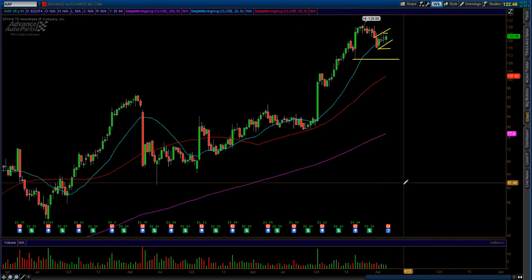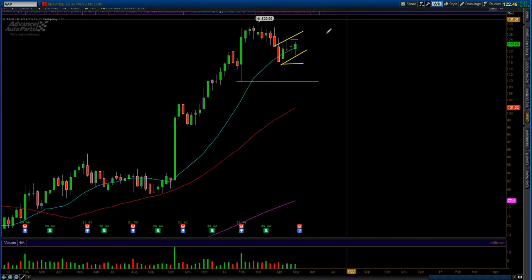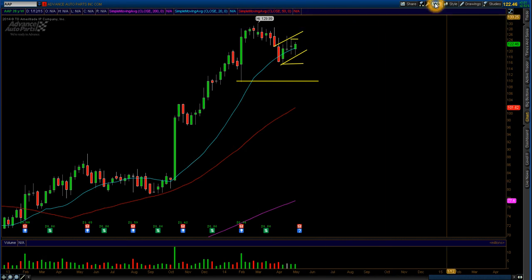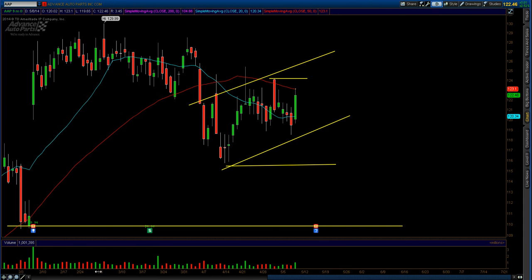Another thing to point out is earnings. This company is announcing earnings on May 15th before the market opens. So with earnings, you never know. This thing could gap up, gap down. With earnings, it's a guessing game.